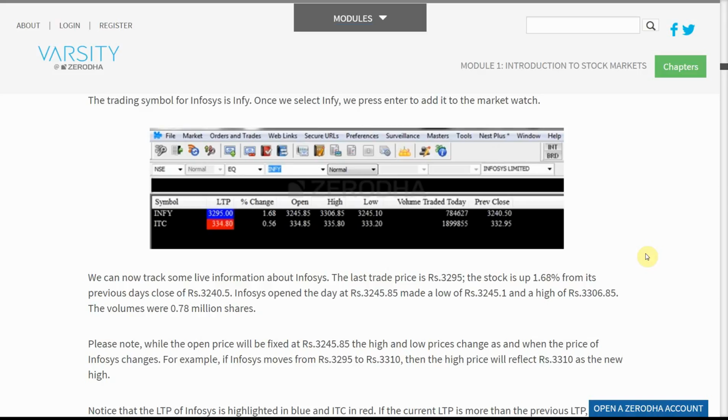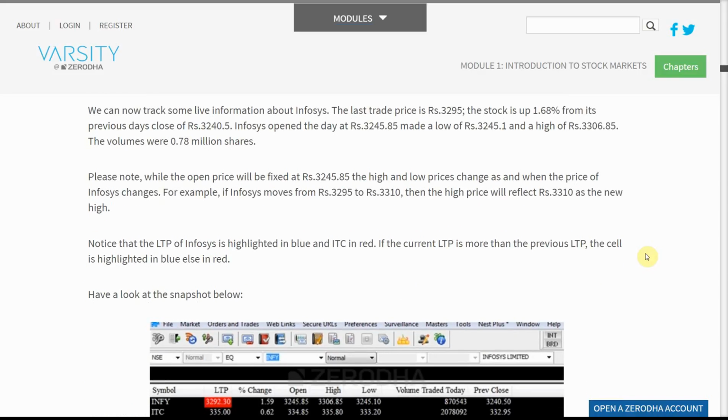Please note, while the open price will be fixed at 3,245 rupees and 85 paise, the high and low prices change when the price of Infosys changes. For example, if Infosys moves from 3,295 rupees to 3,310 rupees, then the high price will reflect 3,310 rupees as the new high.